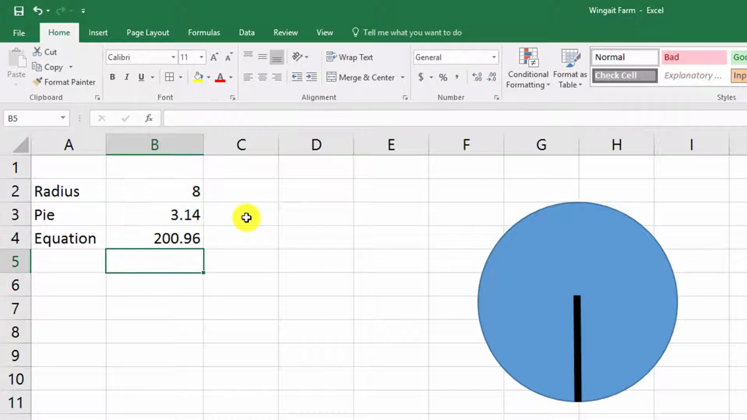Okay, so we press Enter, and we almost get this. So the area of the circle would almost be, if this was 8 feet, 200 feet as a circle, the area of the circle. That's what the number would be.